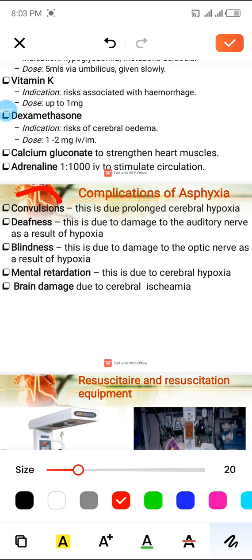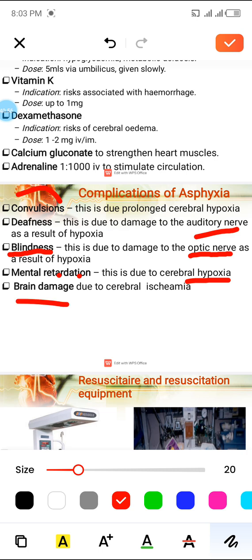Then there's also what we call deafness. Deafness is due to damage to the auditory nerve. This is a nerve that is responsible for hearing, so the child will become deaf. Then the child can become blind in future because of damage to the optic nerve. The optic nerve is responsible for sight. Okay, all this is as a result of hypoxia. Then the child can have mental retardation. This is due to cerebral hypoxia. I'm sure you've seen children with mental retardation. So that is what we have.